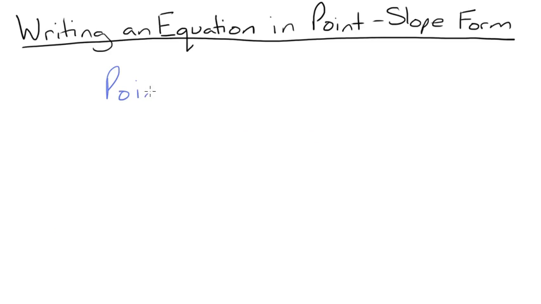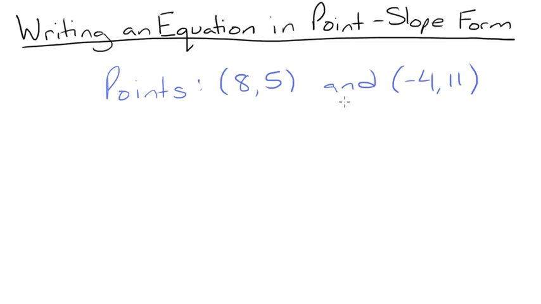So say we're given the points 8, 5 and -4, 11. Remember, when we're given points on a line, that means that the line passes through these points. So to write an equation in point-slope form, we need to know a point on the line and the slope of the line. We're given 2 points to work with, but we don't know the slope. So to find the slope, we're going to use the slope formula. Remember, the slope formula is m equals y2 minus y1 over x2 minus x1.